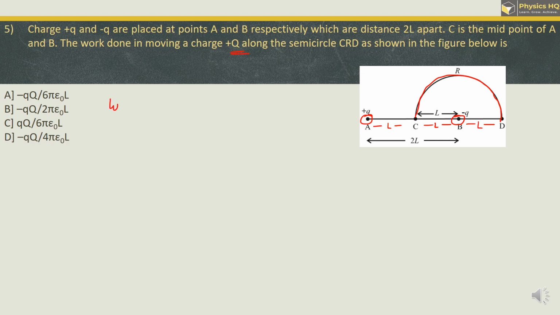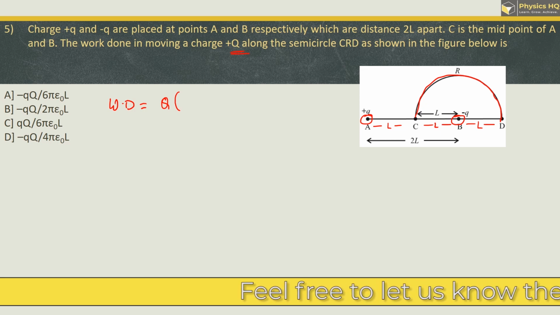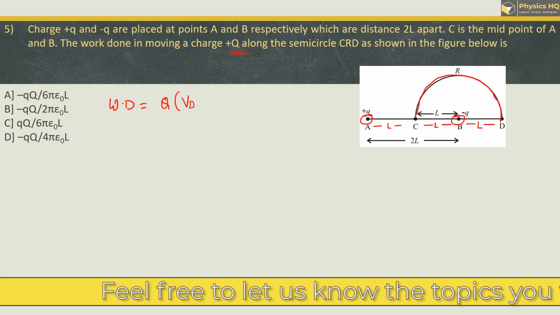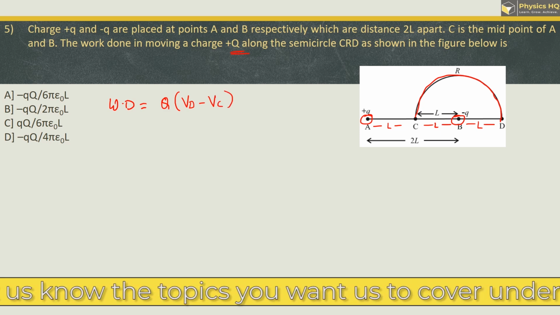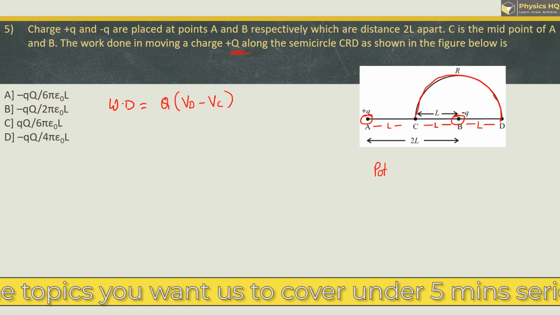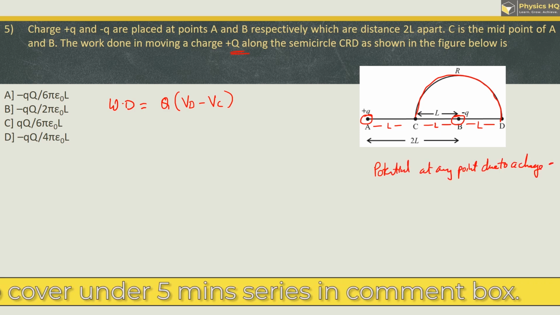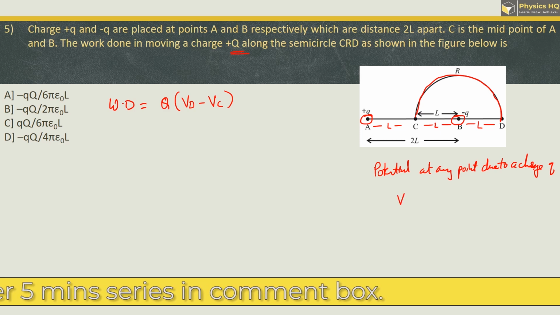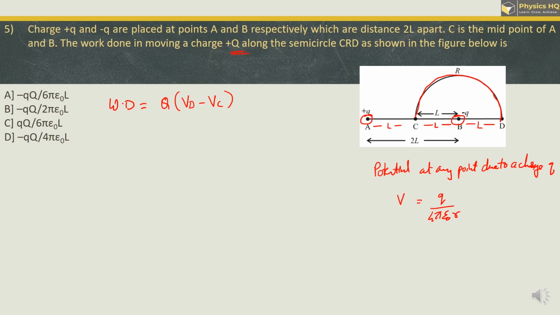Now work done is always equal to the charge which is moved multiplied by the potential difference between the final point and the initial point. Final point is D, so potential at D minus potential at the initial point, which is C. So first of all we'll see the potential formula. Potential at any point due to a charge Q is given by V is equal to Q upon 4 pi epsilon naught R, where R is the distance of that point from the charge. So let us find out potential at C first of all.